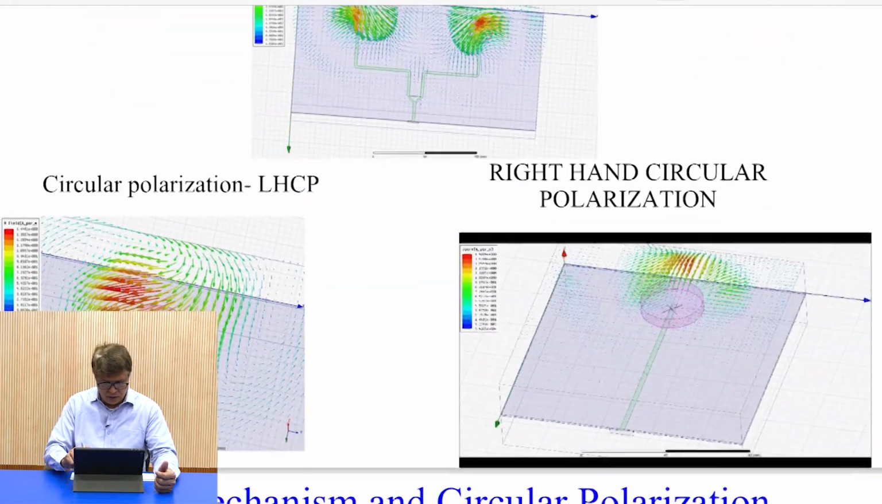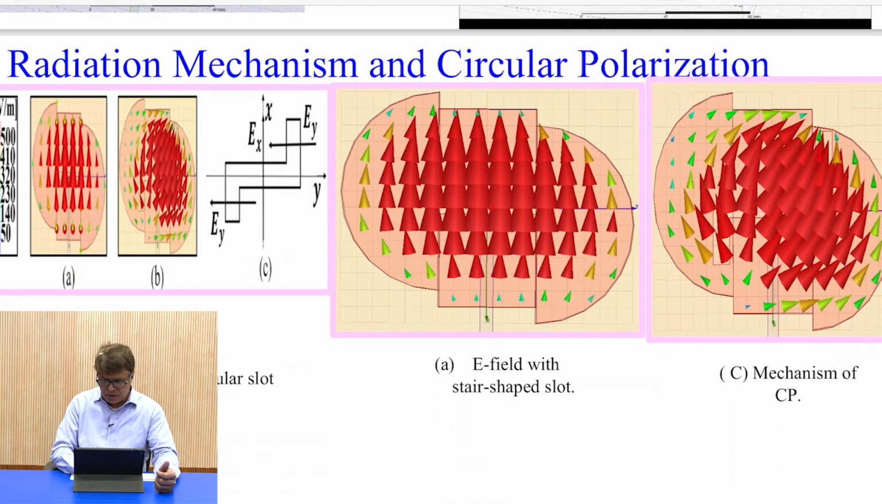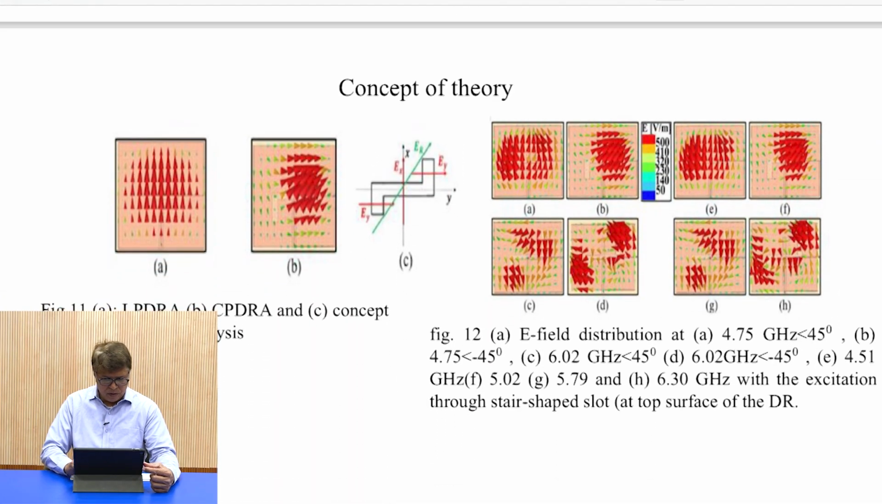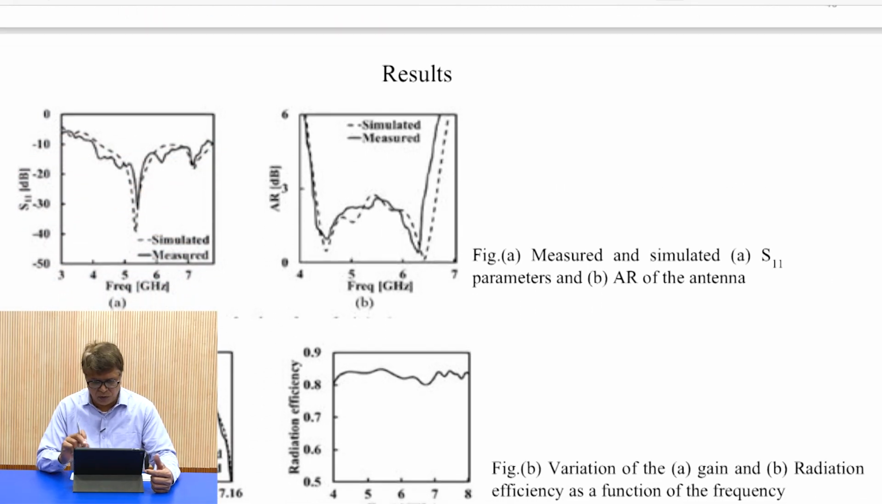If we see here, of course, these are the PDF. This diagram will give us more clarity. See, E field with rectangular slot, figure A, and E field with stair shaped slot, and in the stair shaped slot, one is made dominant. So, now the field is rotating like this. So, this is how we are able to get the circular polarization.